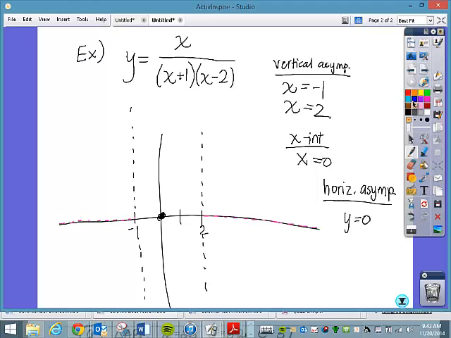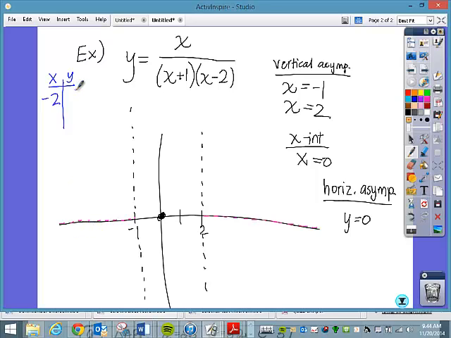So the way I figured it out is I plug in a test point. I'm going to start by plugging in a test point that's to the left of my first vertical asymptote. So I'm going to plug in -2 for x. And I don't really care what the value is. I'm just trying to figure out if, when I plug -2 into my function, it is going to give me a positive number or a negative number. Is it going to be above the x-axis or below the x-axis?